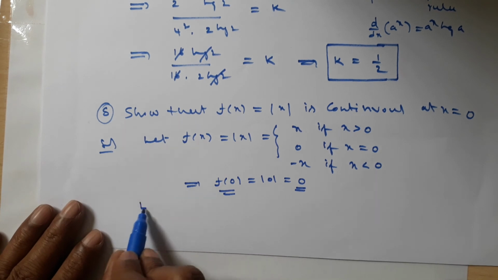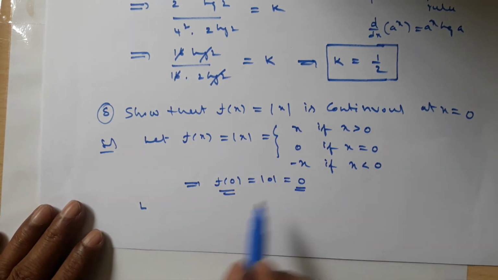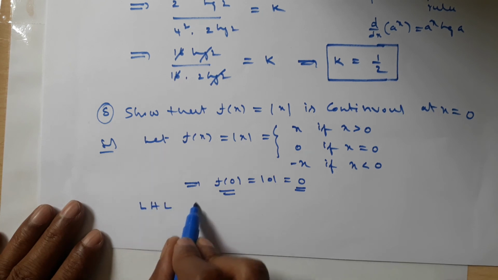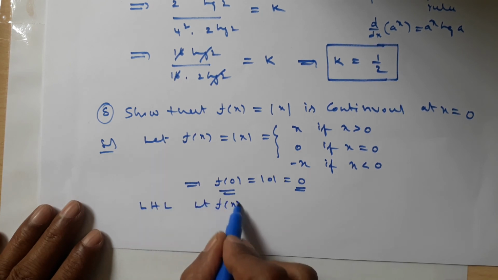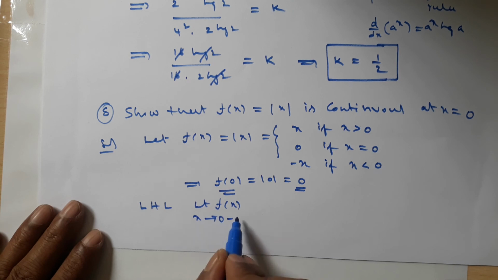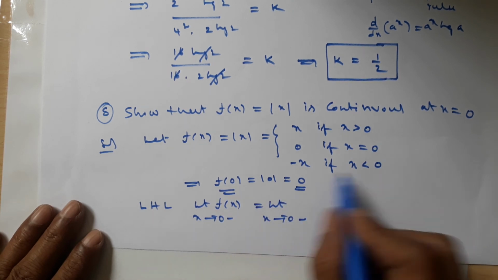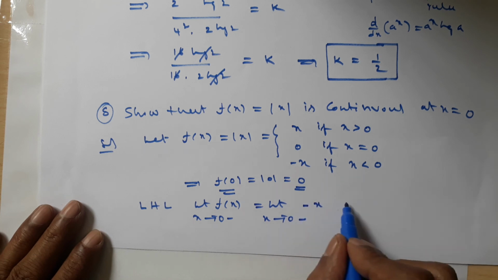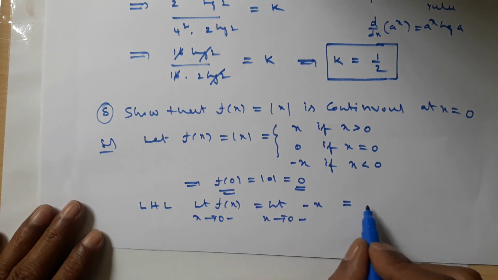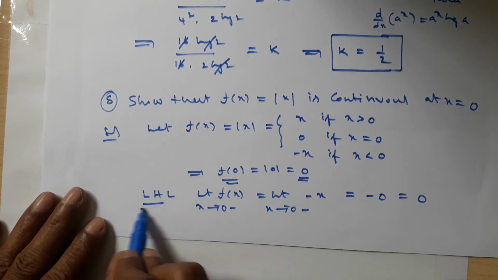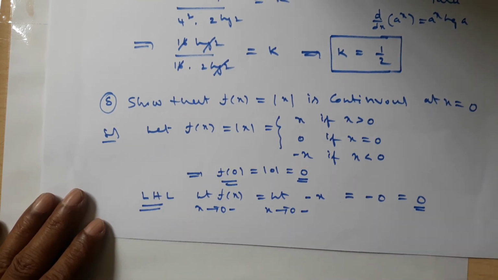Next, LHL, because the function is defined in three ways like this. LHL: limit of f of x as x tends to 0 minus is equal to limit x tends to 0 minus. For x less than 0, the function is minus x. So by substitution method, minus 0 is equal to 0. So LHL value is 0.